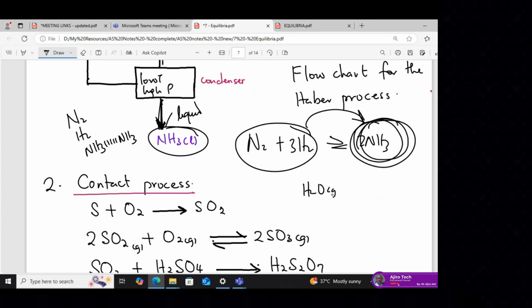Steam, chlorine, hydrogen. Which one deviates most from ideal behavior and why?